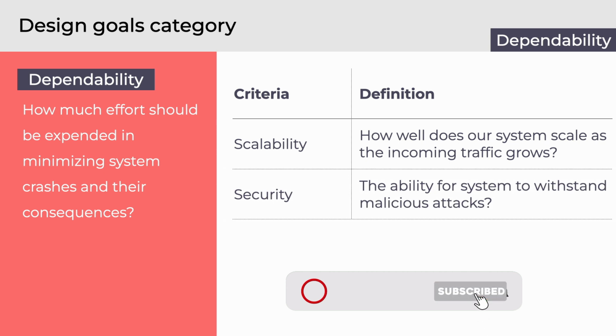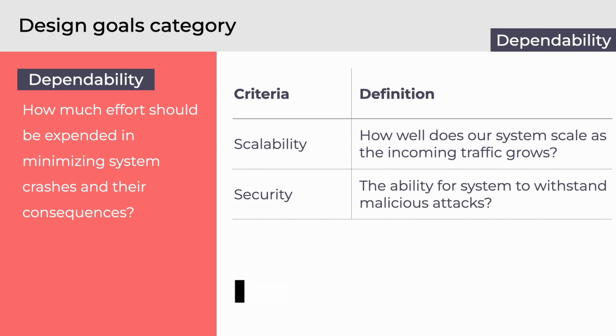Security. The criteria for security refers to the ability of the system to withstand malicious attacks. These set of design goals are important as they protect our system from hacks and prevent unauthorized access. Let's review the criteria by asking a few questions. Question 1. How do we plan to secure our servers?